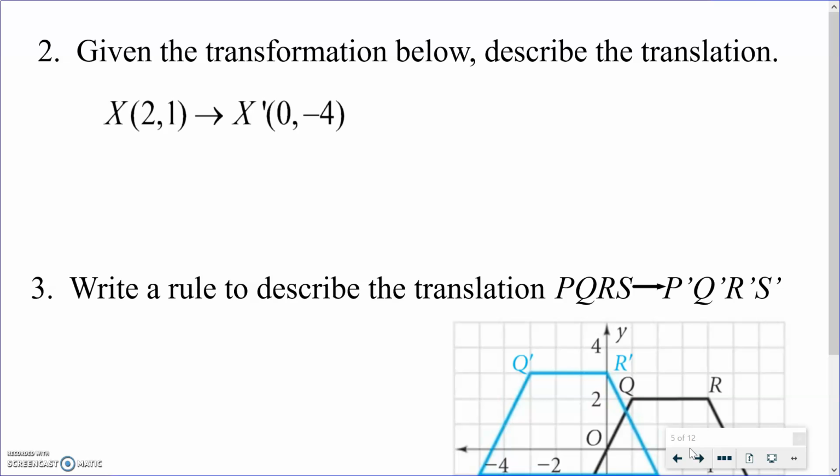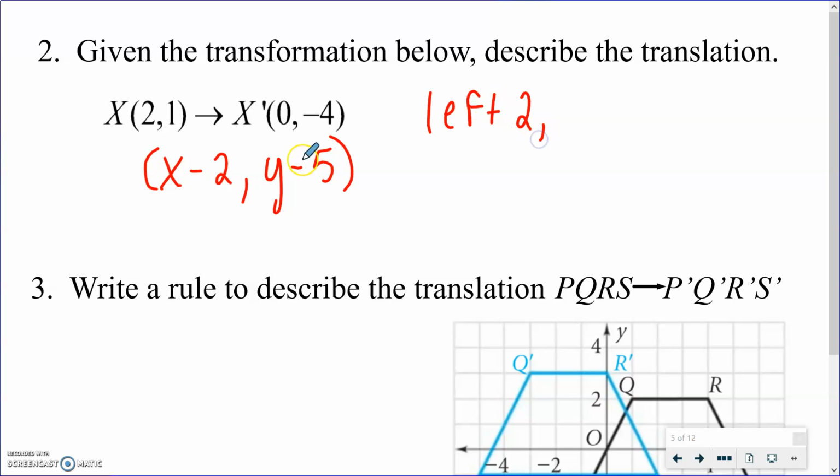Okay, so this one here, to go from 2 to 0 would be -2, so x minus 2. And from 1 to -4 would be -5, so y minus 5. Using that rule, we can say, oh, okay, minus in the x is left, so it's going left 2. And then minus in the y direction is down, so down 5.